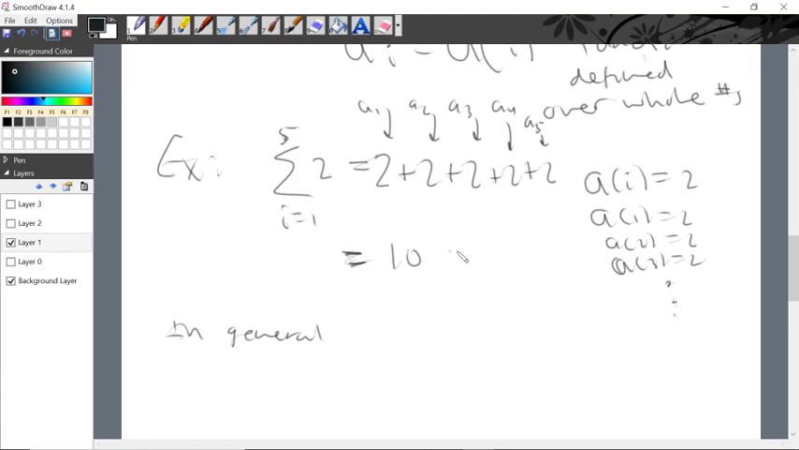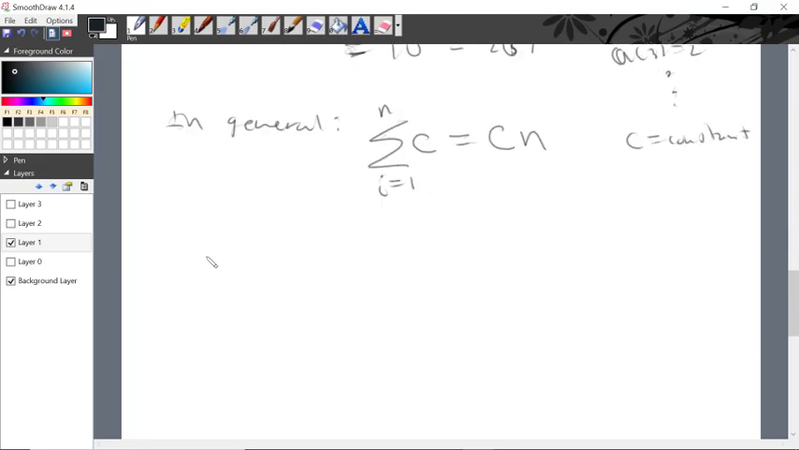In general, notice here that 10 is equal to the value of the constant here times this number up top. Okay? Which also depends on the fact that we started the index at 1, which is what we're doing right now. So in general, if we have the summation i equals 1 to n of a constant, let's say c, where c is a constant, this is going to be c plus c plus c plus c, n times over, so we're going to have c times n, where c is a constant.